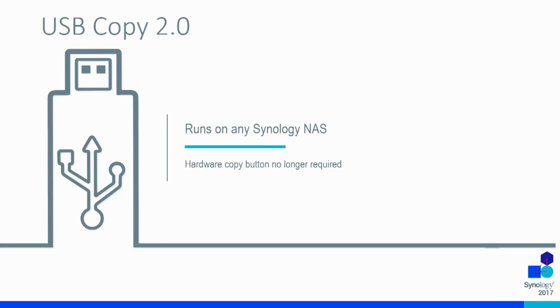All right, let's move on to the new stuff. So now we have USB Copy 2.0. If you're familiar with our products, you might not know what USB Copy is. The reason being is that it was tied to a hardware button on the front of some of our products. You'd attach a USB drive, and then you'd press the C button on the front, and it would copy the data. Well, now we've made this feature available to all of our products.